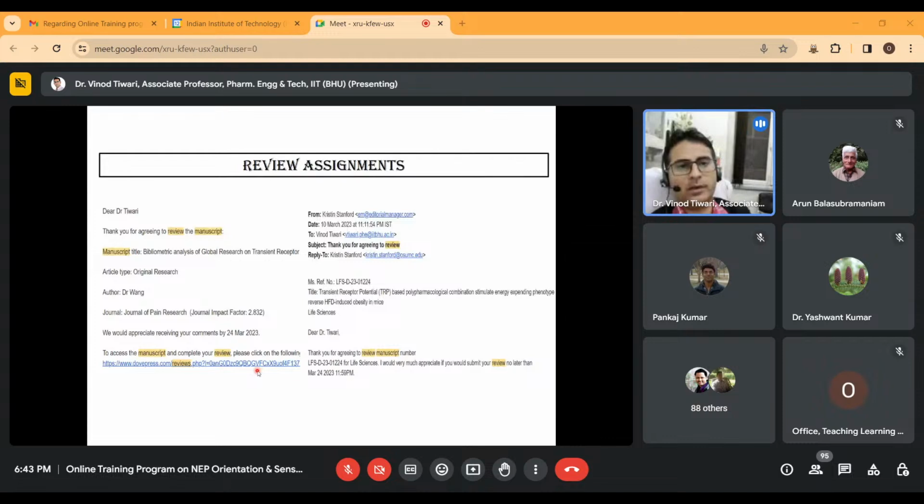So before you accept to review any work, make sure that it belongs to your domain. Most of the time, editors will contact you based on your expertise, but sometimes you may receive irrelevant work as well to review. So you can take a call whether you want to review or not, based on the availability of your time.